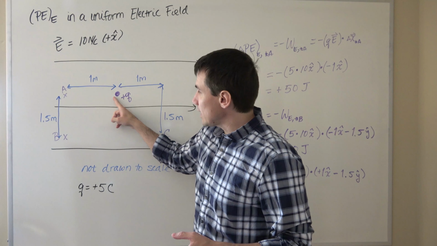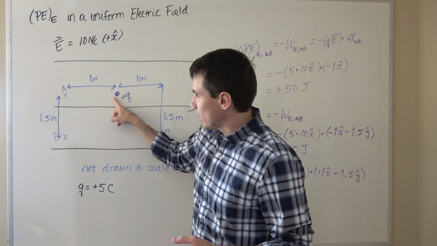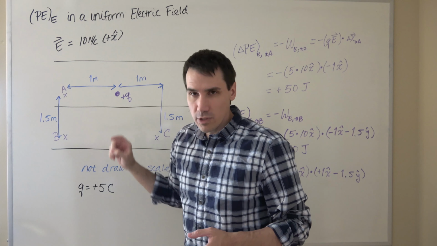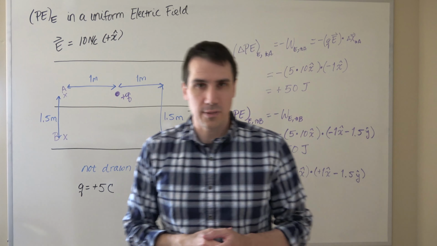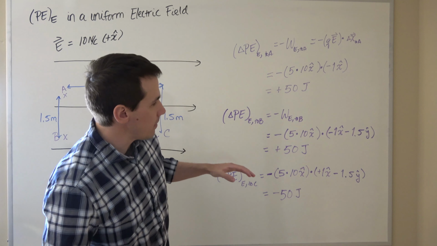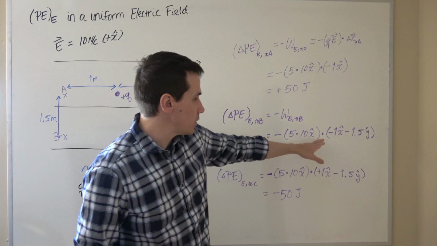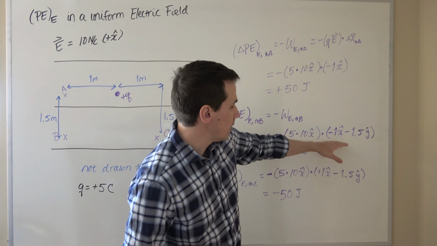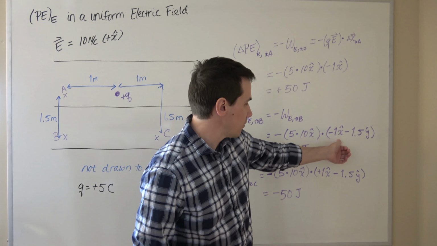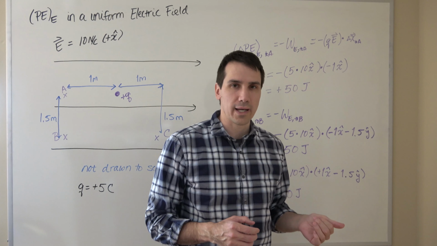And what we can see is that we're going to move in the x direction and we're going to move in the y direction to get to point B. Looking at the math here, we have the same q times the electric field, and then we dot it with the displacement, where here we have a negative 1 x hat minus 1.5 y hat.